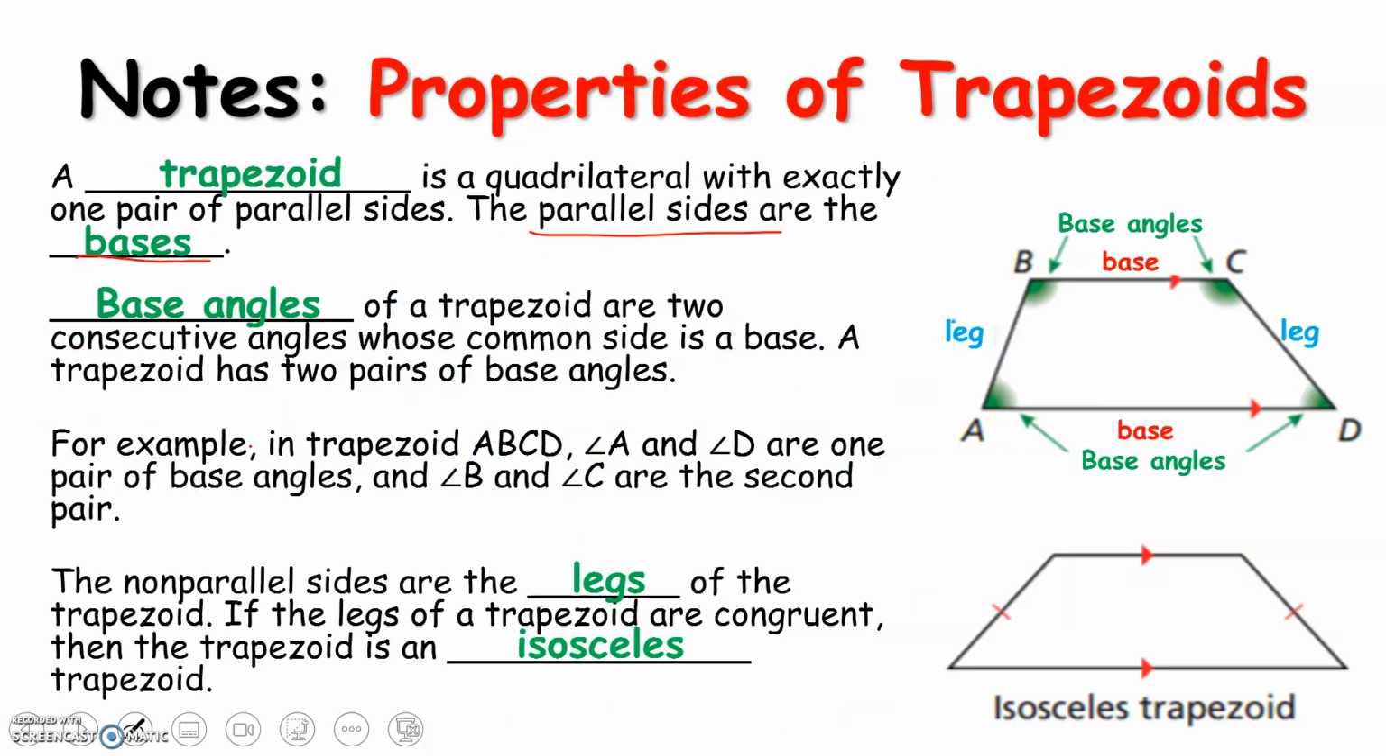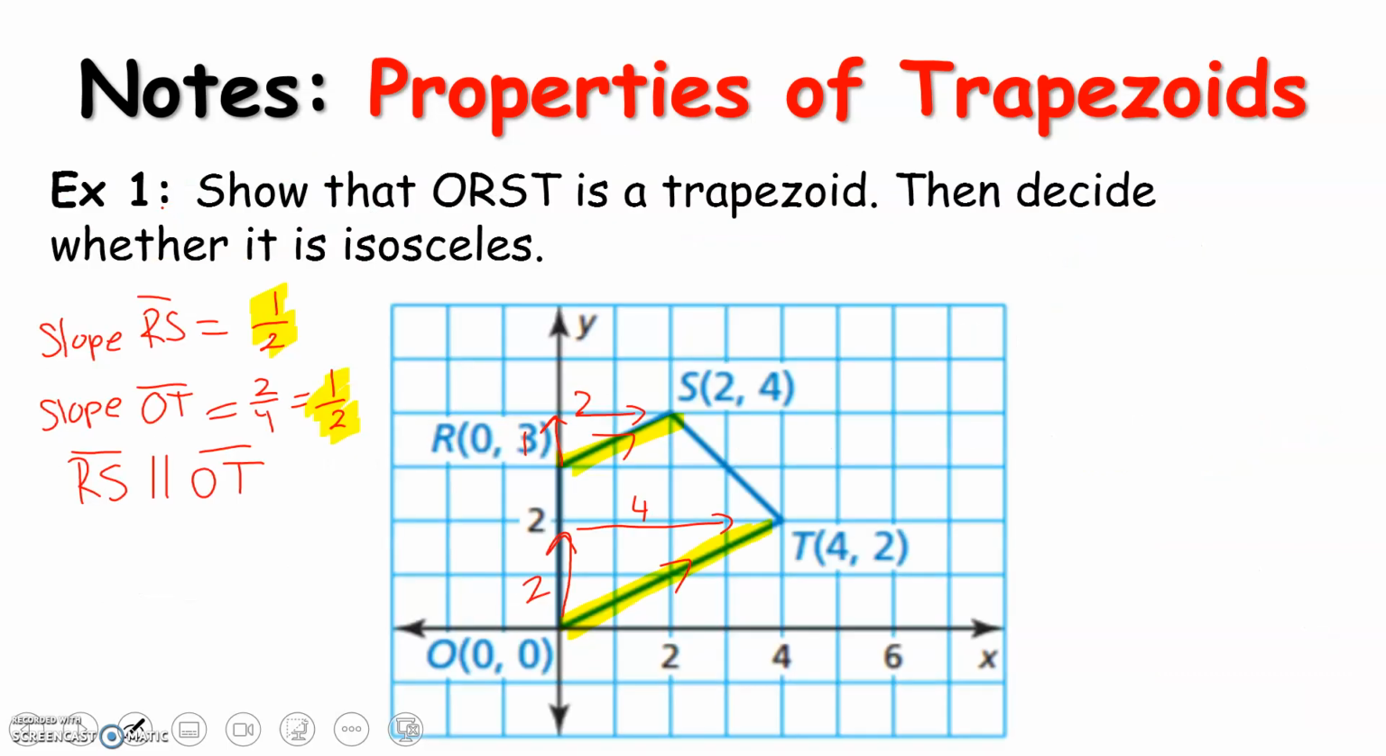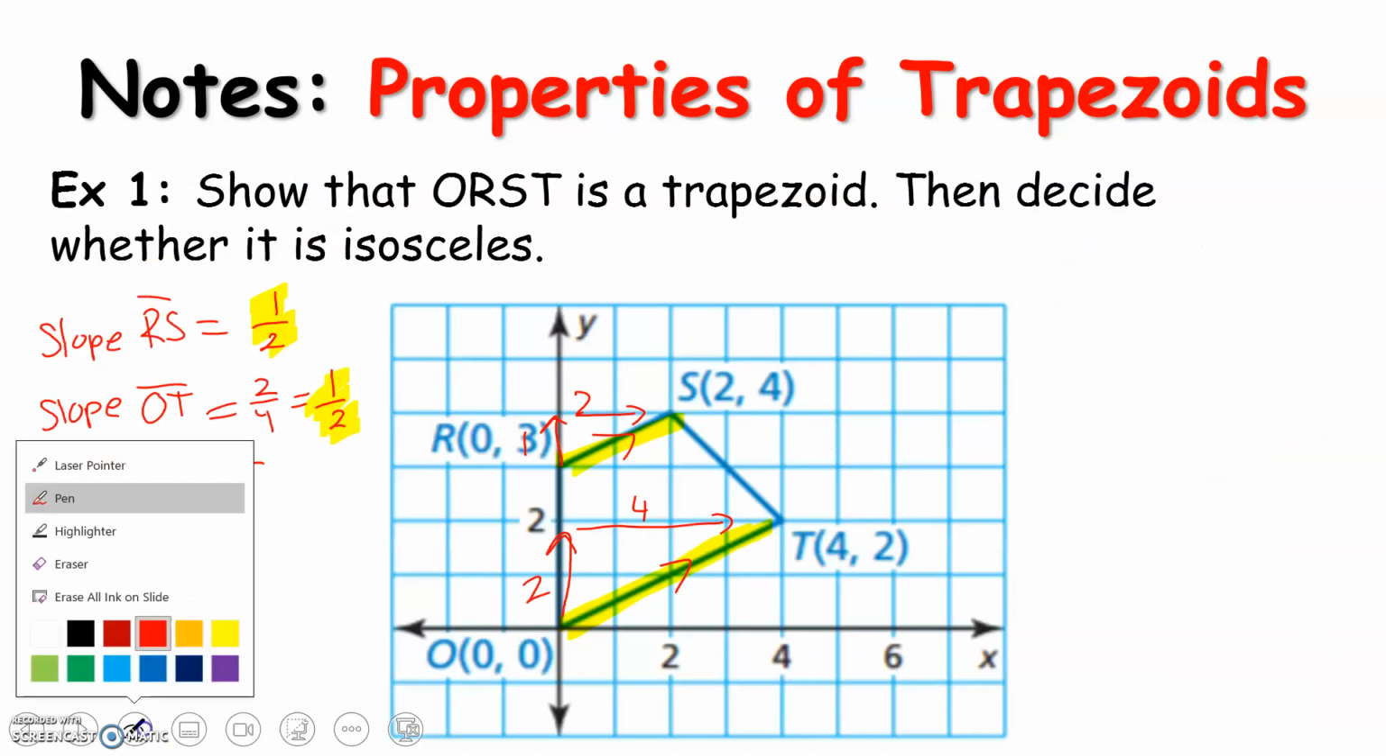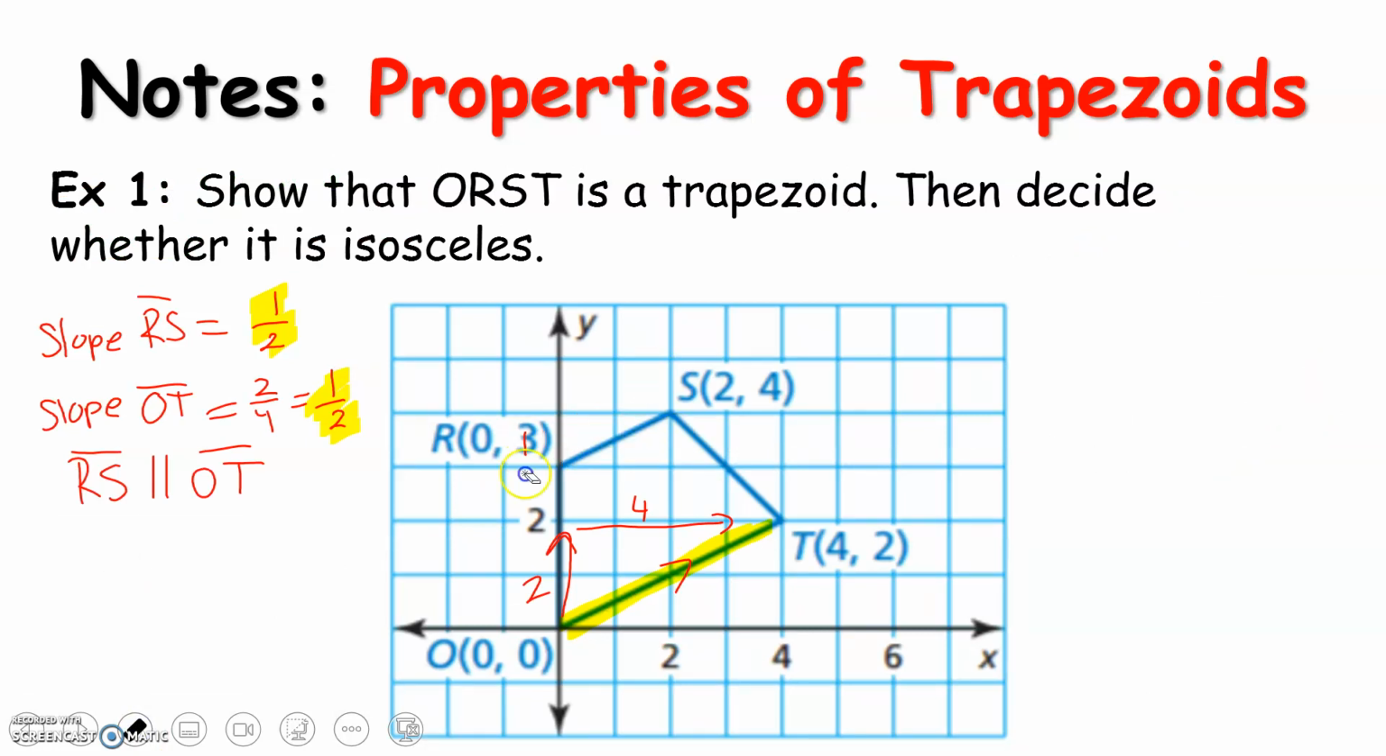So a trapezoid is a quadrilateral with exactly one pair of parallel sides. We have here one pair of parallel sides. So this is, in fact, a trapezoid. So first thing, show that it's a trapezoid. We did. So ORST is a trapezoid. One pair of parallel sides.